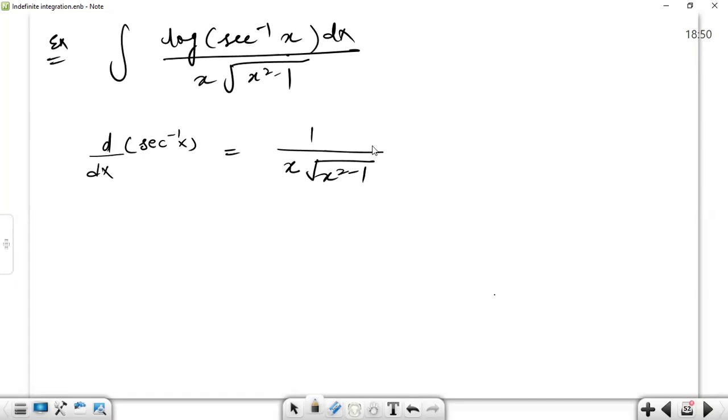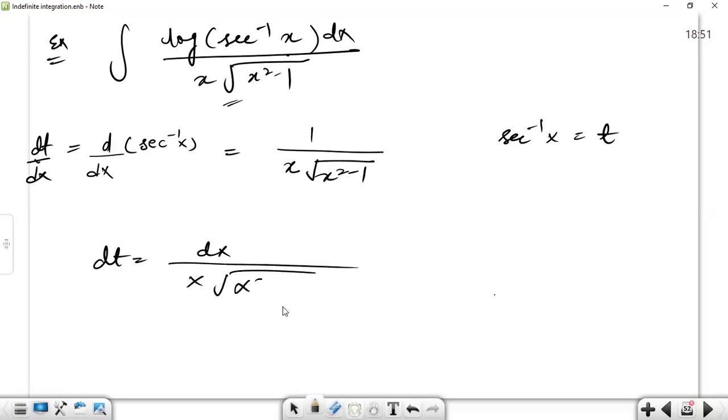Is this term somewhere present in the function? Because the denominator is the same, like x root x. Yeah, right. So let's take sec inverse of x as t. So this has become dt by dx. Now dt is what? dx upon x into square root of x square minus 1. So now dx upon x into square root of x square minus 1 has become dt.